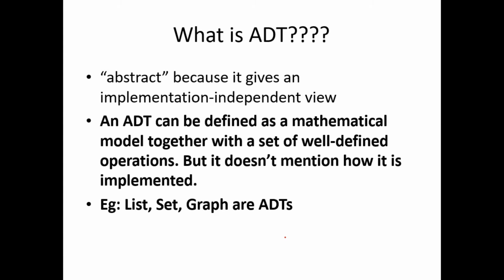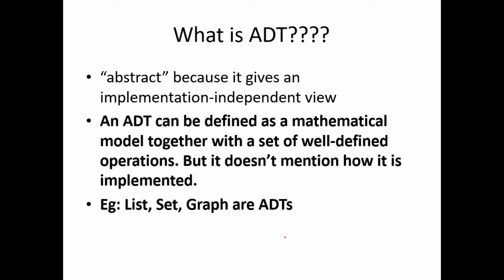So it gives an implementation independent view. What does it mean? It just gives the detail about what we are going to do and not how we are going to do it. So that is called abstract. We can say the definition of abstract data type is a mathematical model, together with a set of well-defined operations. So this is called an abstract data type.